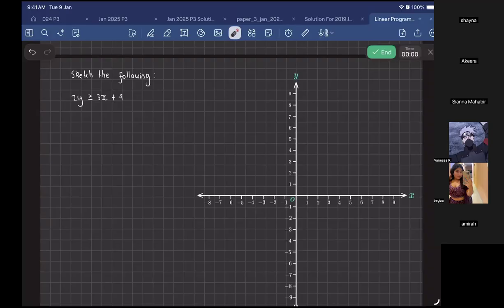All right, Sienna, I want you to put the x-intercept and y-intercept. So at the x-intercept, y is 0. So 0 is equal to 3x plus 9, so minus 9 is equal to 3x, so x is equal to minus 3. Good. Then 2y is equal to 3 times 0 plus 9, so 2y is equal to 9, and y is 4.5. Yes. Okay, cool.